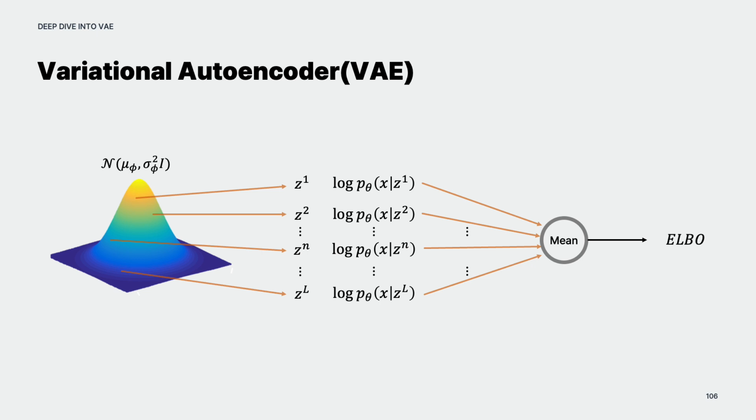Now we are ready to optimize the ELBO by combining both terms. However, there is a challenge. When constructing the ELBO, we use Monte Carlo estimation, which involves drawing a stochastic sample of z. This introduces randomness into the computation graph, making gradient-based optimization problematic.